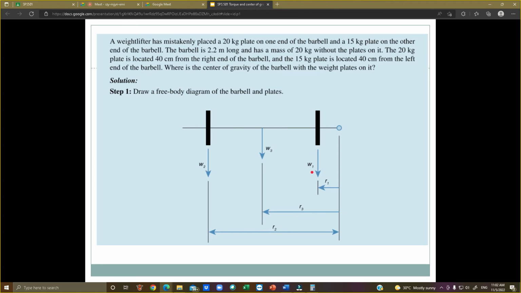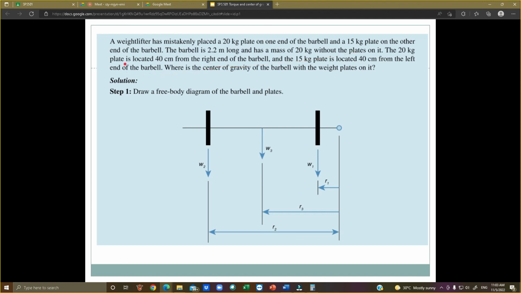Okay. Kita ada apa ni? Kita ada weightlifter has mistakenly placed a 20 kg plate on one end of the barbell and a 15 kg plate on the other end of the barbell. Barbell is 2.2 meter long and has a mass of 20 kg without the plate on it. Barbell je 2.2. Jadi tengah-tengah dia 1.1 lah. Okay, that is the middle of it.